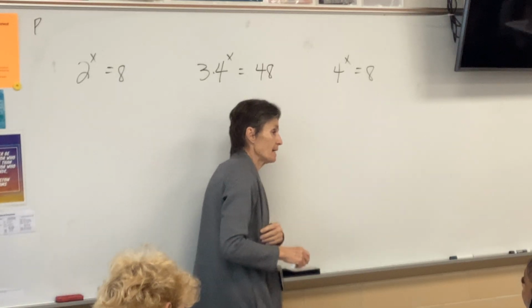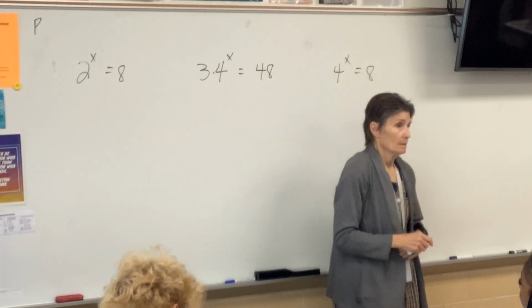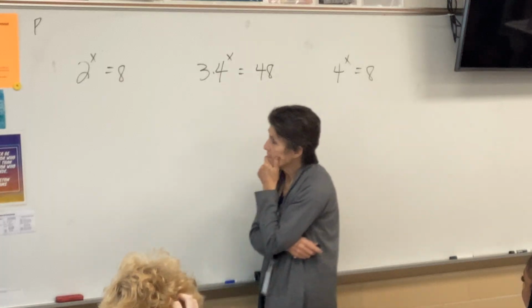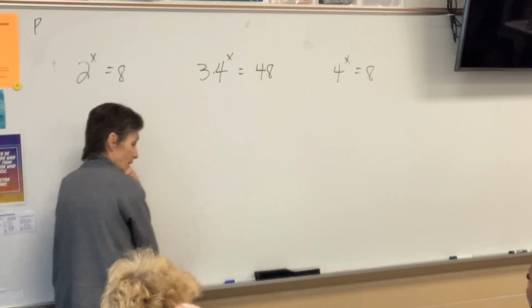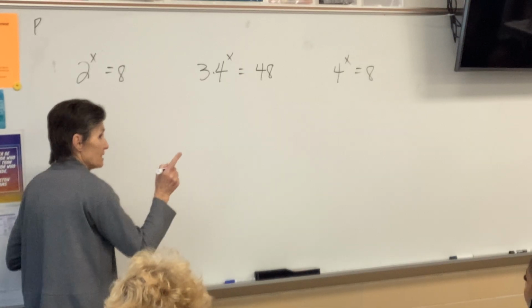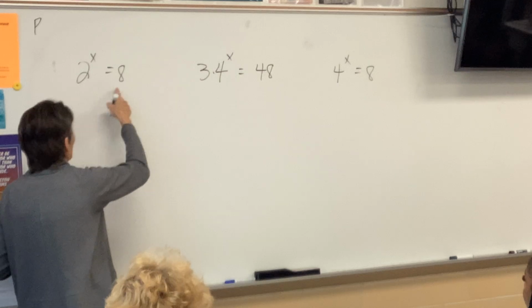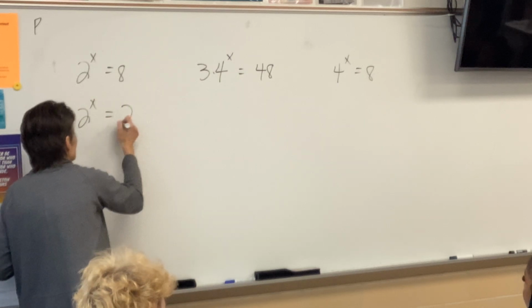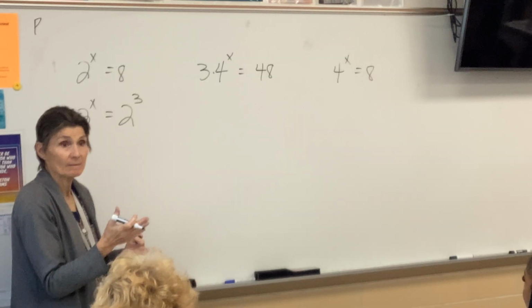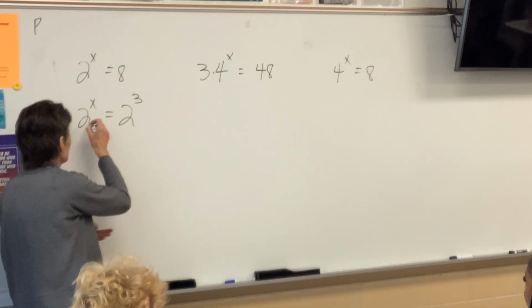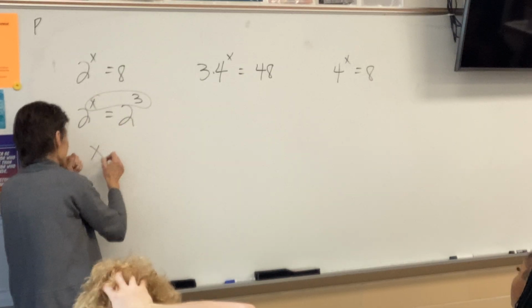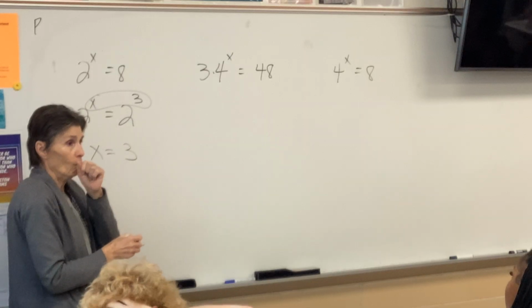Solving without a calculator. Alright, so let's ponder that for a second. Anybody know what the answer to letter A is? 3. That is easy because we know that 8 is 2 cubed, or we should practice that a lot. 2 times 2 times 2 is 8. So if 2 to the x equals 2 cubed, doesn't it make sense that x has to be 3?